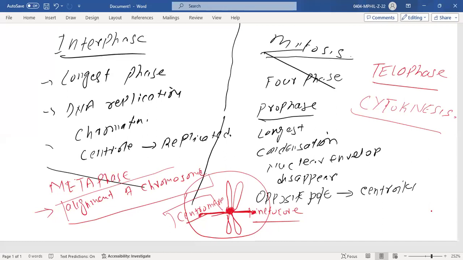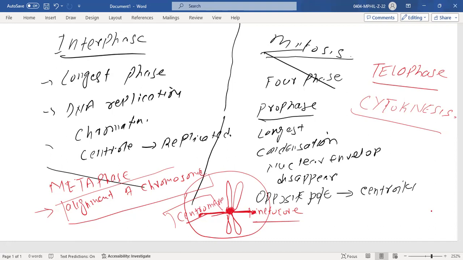I didn't draw diagrams here, but it is your assignment to draw a diagram of prophase, metaphase, anaphase, telophase, and cytokinesis. If you don't want to draw, you can pick different diagrams from somewhere and write about what changes occur there. So at least you can practice on it.